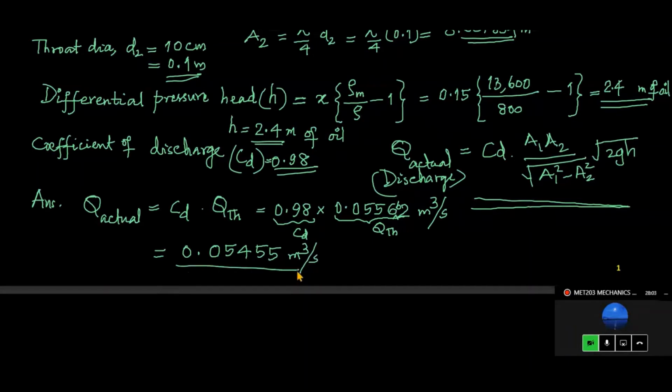That is the SI unit. See how many liters per second it is. If you multiply this value by 1000, then you will get 54.55 liters per second. That means through the pipe every second 54.55 liters of oil of the given specific gravity is flowing.